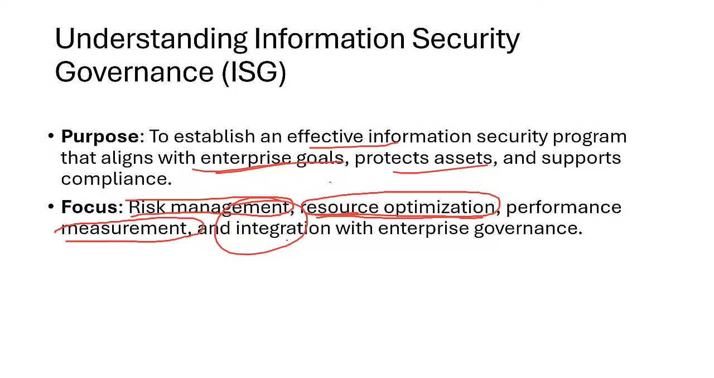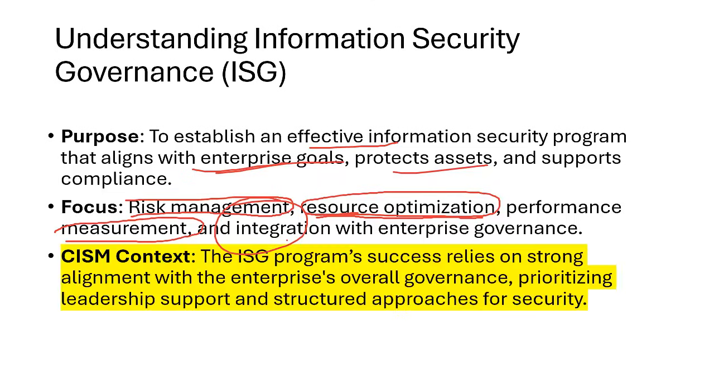So what is the CISM context? You have to remember. As a CISM context, one thing you need to understand here is that information security program success relies on strong alignment with enterprise overall governance, leadership support and a structured approach. Without leadership support, you can't implement information security governance in the organization. So always remember one thing, without leadership support, you can't implement a program. Without leadership support, you can't implement the policy. Without leadership support, you can't implement any solutions.